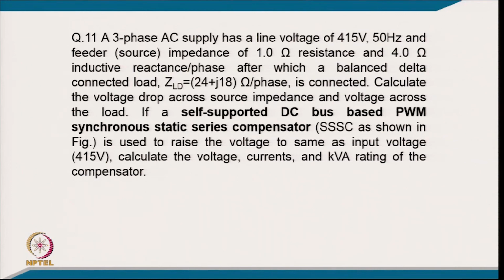Coming to numerical number 11, a 3 phase AC supply has a line voltage of 415 volt, 50 hertz, and a feeder impedance of 1 ohm resistance and 4 ohm inductive reactance per phase, after which a balanced delta connected load of ZLD equal to 24 + j18 ohms per phase is connected. Calculate the voltage drop across the source impedance and the voltage drop across the load. So, if a self supported DC bus based synchronous static series compensator is used to raise the voltage the same as the input voltage, calculate the voltage, current, and kVA rating of the compensator.